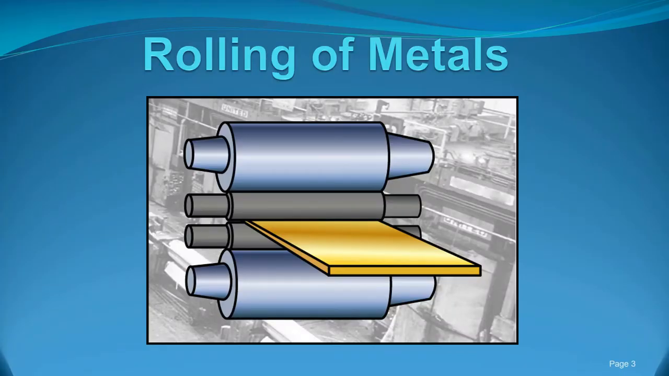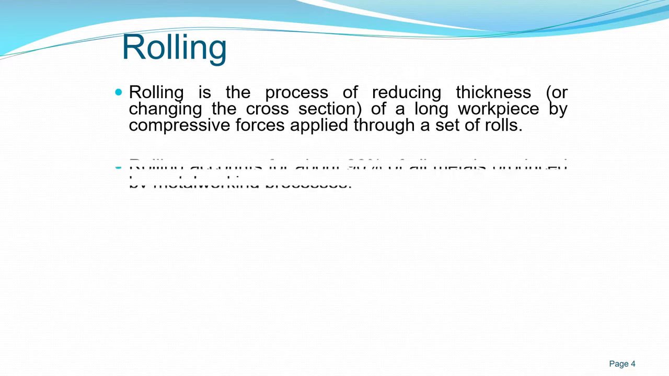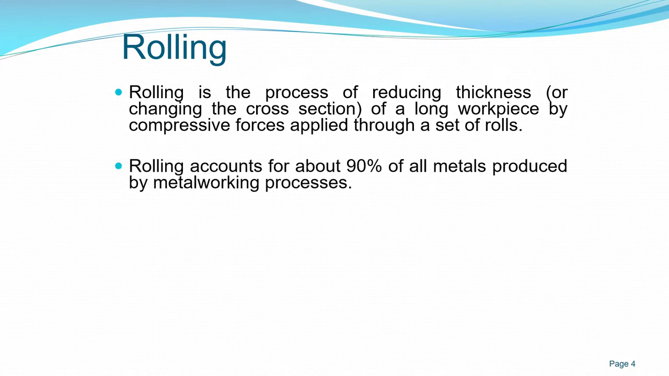So, the rolling of metals. This is a diagram of how the rolling process is done to a plate of metal. Rolling is defined as the process of reducing the thickness of a long workpiece by compressive forces applied through a set of rolls. Rolling accounts for about 90% of all metals produced by metalworking processes, which come from casting. The initial metal that comes out of casting is produced into different shapes and sizes, and 90% of it is through the rolling process.